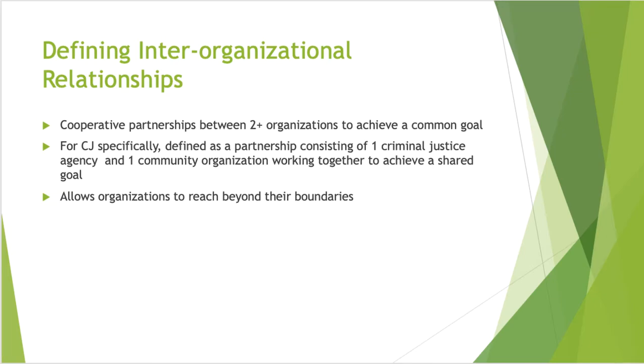So the book also mentions this, and I found this kind of interesting, some scholars and academics in the field have given it, for criminal justice specifically, they changed the definition a little bit and say that an interorganizational relationship is going to be defined as a partnership consisting of one criminal justice agency and then one community organization, and they're working together to achieve a shared goal. So you can think of it as the Tallahassee Police Department working with an organization in the community to further some goal they have. That would be an example of this. So that makes sense, because they're each an organization and they're working together.